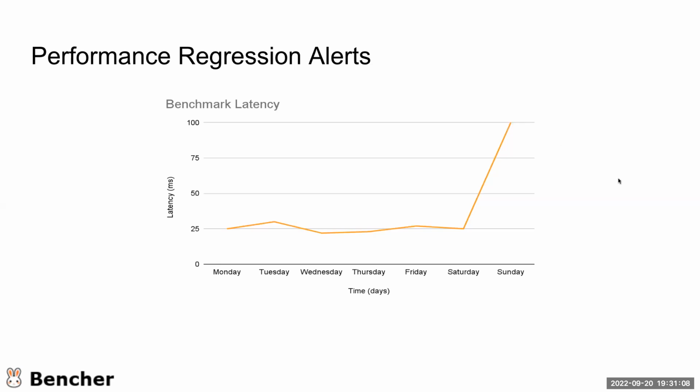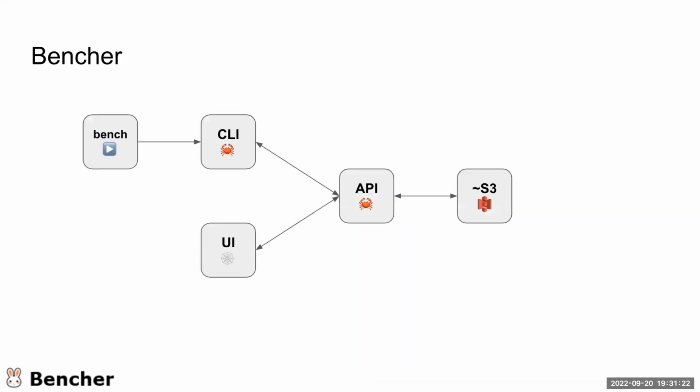And the CLI is set up to receive the alerts back, and you can have it fail on alert. That way you could fail your CI builds if you want to, based off of alerts getting generated. So that's an overview of the architecture. It's pretty simple.